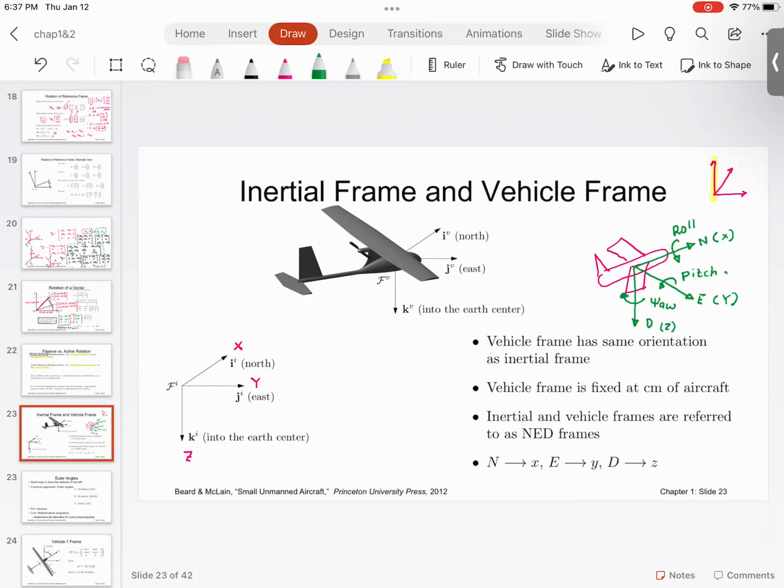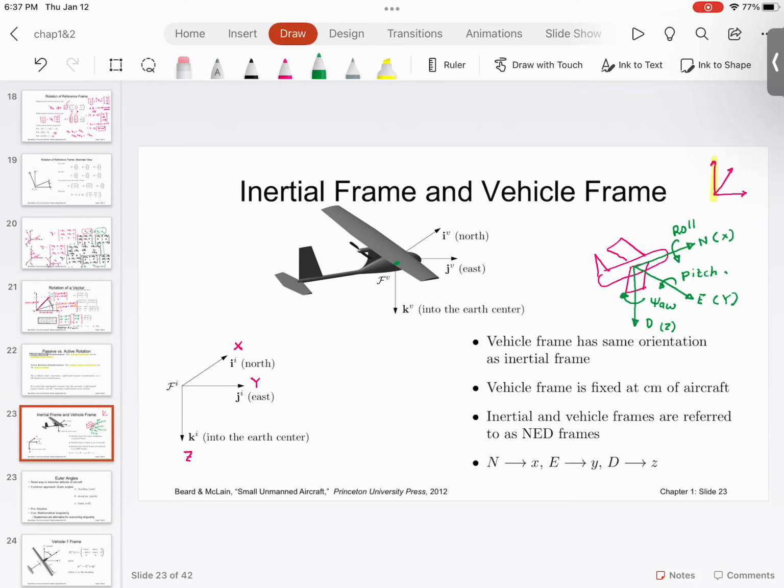Question? The center of mass, right? So it will be the center of mass of the aircraft. Any other question? When it is the center of mass of the aircraft, if the center of mass changes, does the vehicle frame stay fixed at one spot in the aircraft, or can it move? It can move, but for the time being, at least when we look at small UAVs, we are going to assume the center of mass does not change.